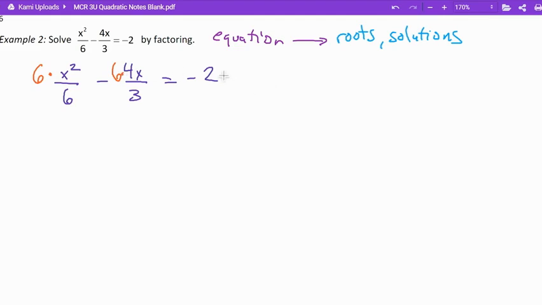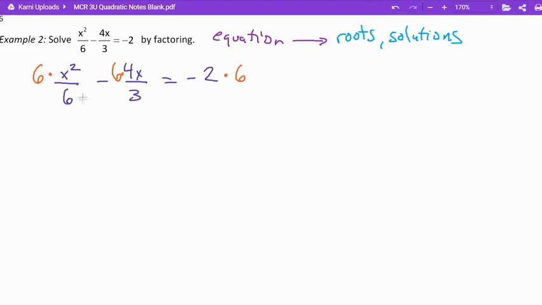And then a common mistake is that someone will say, oh, I don't need to multiply it by the 2 because it's not a fraction. But we have to multiply every term in the equation by the 6.